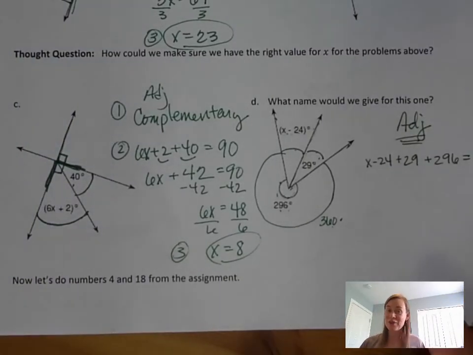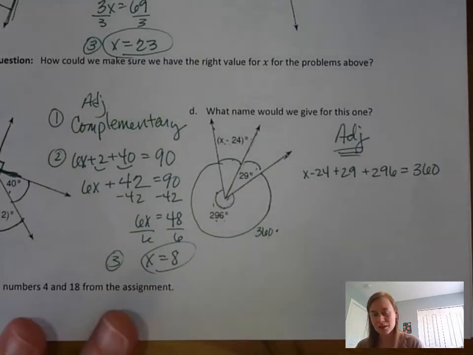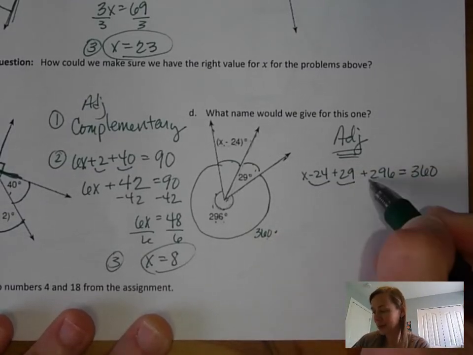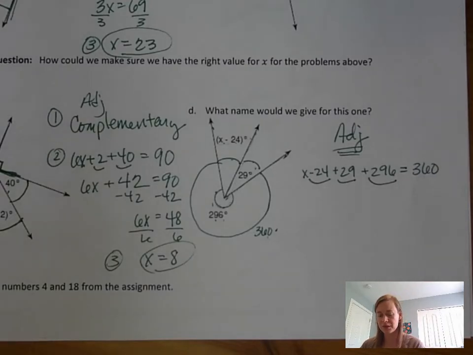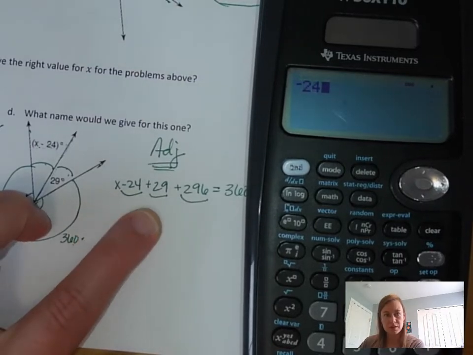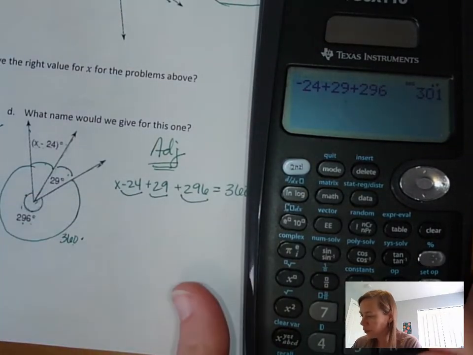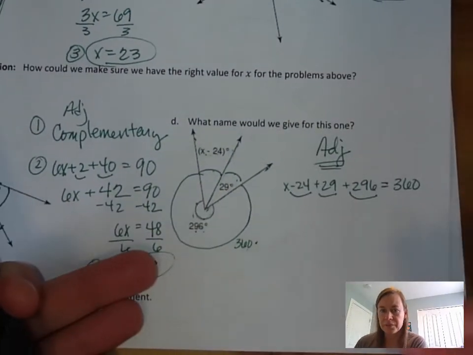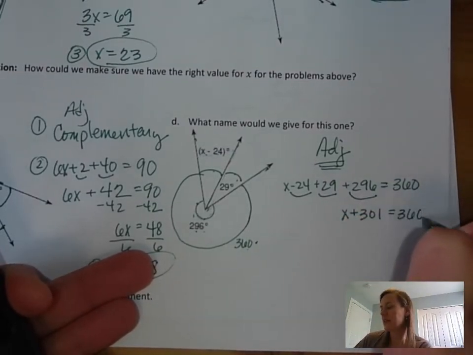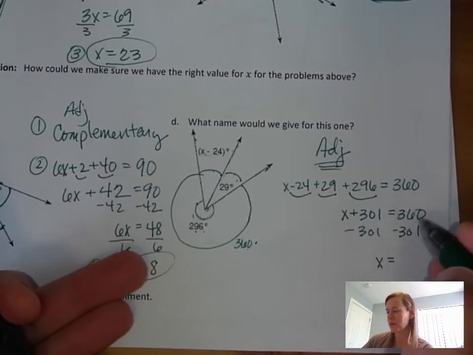All right, now you've got your equation. Oops, that went off screen. Now you've got your equation, just have to solve it. So let's combine some like terms. You have minus 24, make sure you think of that as a negative number. You have 29, and you have 296. So let's just combine those. I'm going to grab my calculator, and let's see here. Negative 24 plus 29 plus 296 is going to equal 301. So you have x, it was a positive 301, so I'll put plus 301, equals 360. And then if you subtract 301 from both sides, you're just going to find that x is equal to 59.